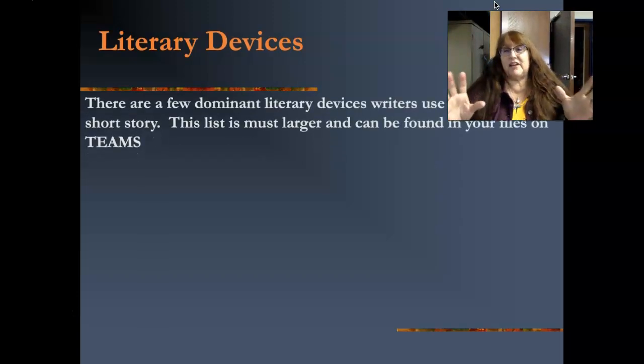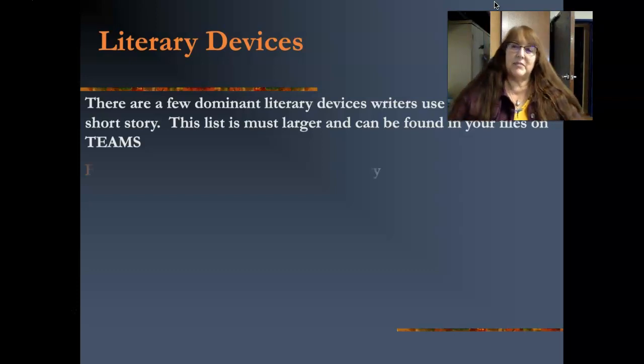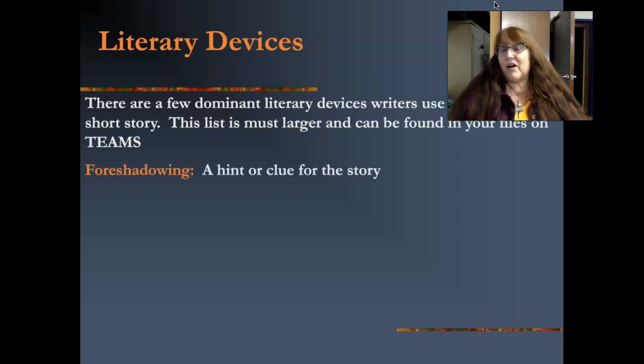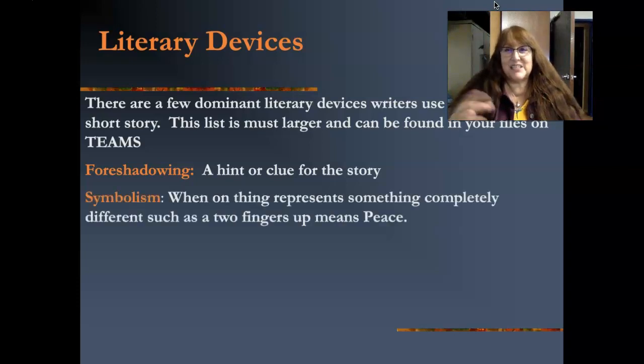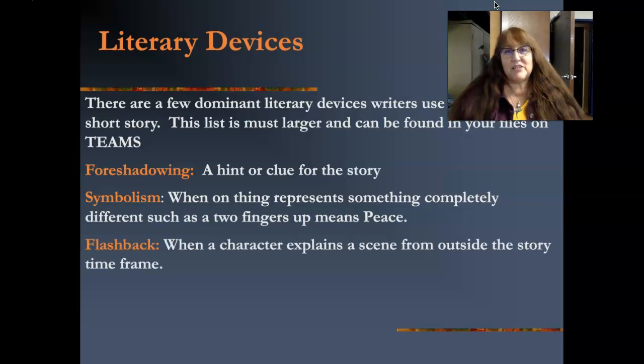There's a huge list in the files and teams of all the literary elements we'll be using all year long, but you only need to know a couple today. And some of them are not new, and some of them you may have forgotten. The first one is foreshadowing. That's a hint or a clue in the story about something that's going to come. Symbolism, when one thing represents something completely different, such as this doesn't mean 2, it means peace, or V for victory, symbolizes a lot of things. You have flashback, when a character explains a scene from outside the story's time frame, usually something in the past.